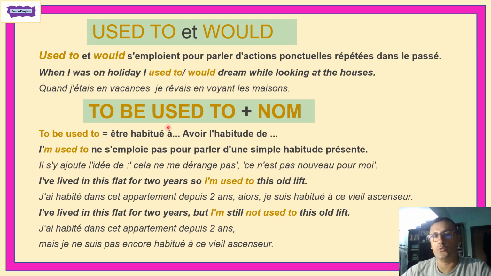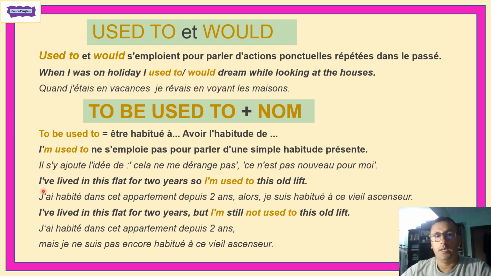To be used to plus nom. To be used to, c'est être habitué à, avoir l'habitude de. Par exemple, I'm used to ne s'emploie pas pour parler d'une simple habitude présente. Il s'y ajoute l'idée de cela ne me dérange pas. Ce n'est pas nouveau pour moi.